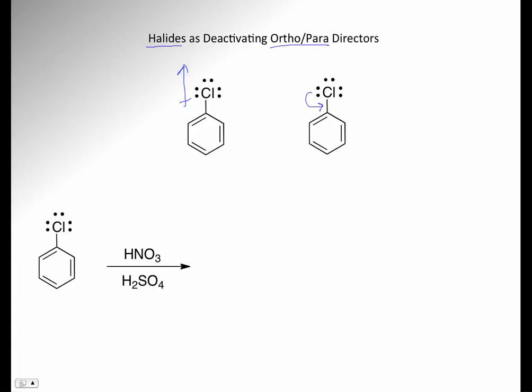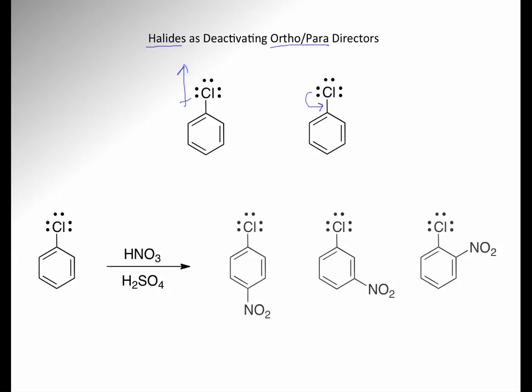So let's look at an example. We have chlorobenzene here, and we're going to do an electrophilic aromatic substitution with nitric acid and sulfuric acid. So this is going to be a nitration of the aromatic ring. The products of this reaction could possibly be para substitution, it could be meta substitution, or it could be ortho substitution. But we're actually going to favor the para and ortho positions because of this donation of the lone pair of electrons from the halogen.